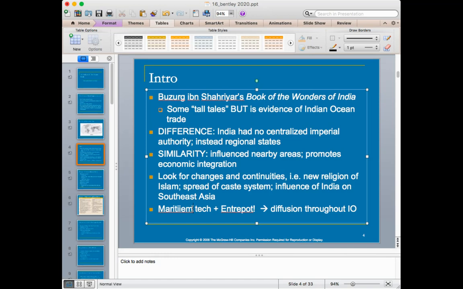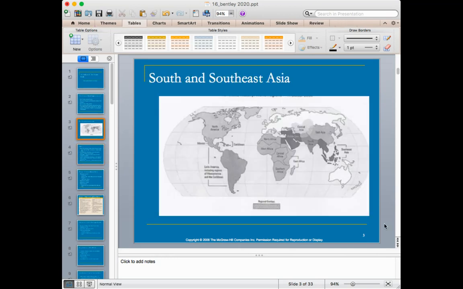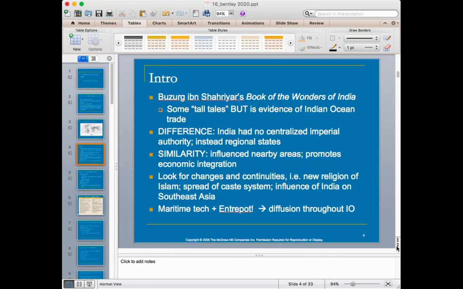This should say maritime technology, so I'll fix that real quick. I want you also to pay attention to causes and effects. So maritime technology combined with port cities, and entrepot is the correct pronunciation of this word, which are basically cities that are trade and commercial centers, these two things together are going to combine with thriving nautical technologies to help diffuse culture and ideas throughout the Indian Ocean. So all the area that is touching the Indian Ocean is going to be influenced by the Indian Ocean trade. So religions are going to spread, ideas are going to spread, and all that.